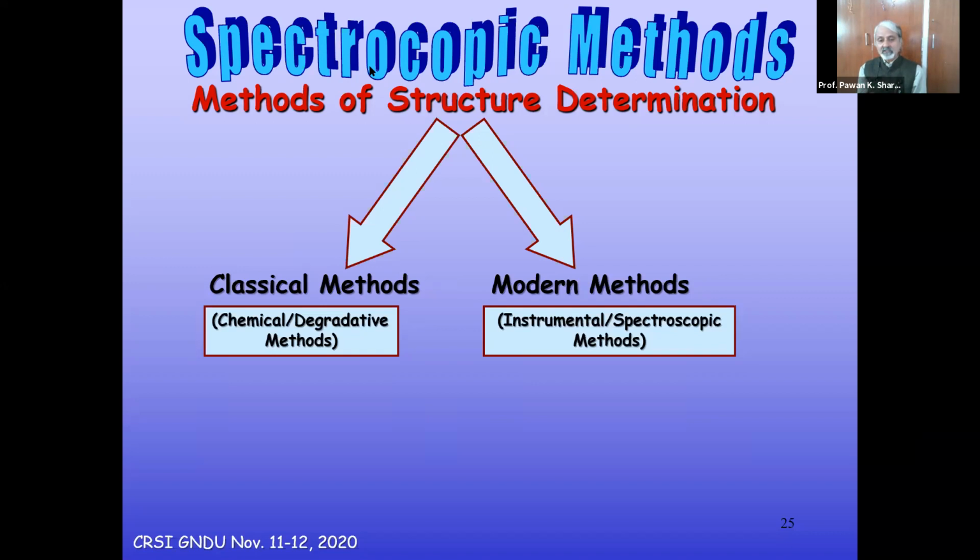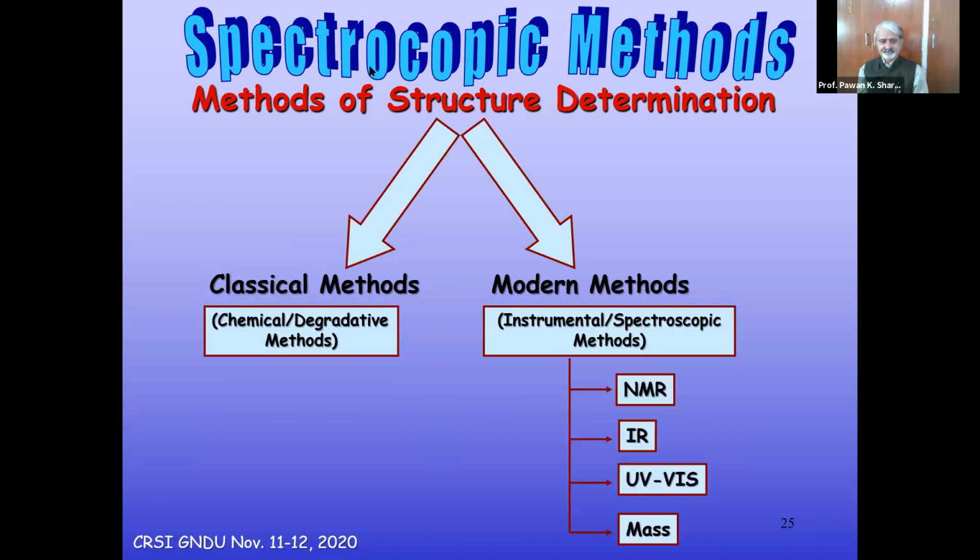But all the classical methods, chemical methods, degradative methods, have been pushed to the back by the advent of the modern methods, what we call the instrumental methods or the spectroscopic methods. Slowly, these methods have given way to all those degradative methods. There are so many spectroscopic or instrumental methods available, but the most important is the NMR, nuclear magnetic resonance spectroscopy, which tells us about the carbon skeleton as well as the environment of the hydrogens attached to it.